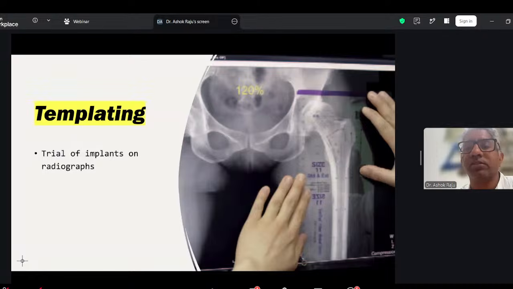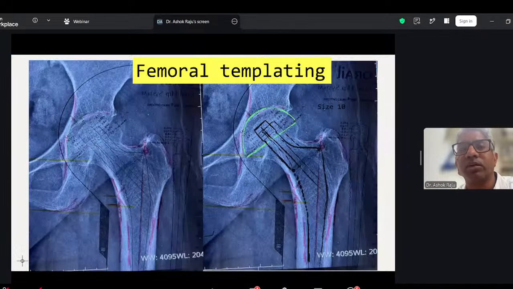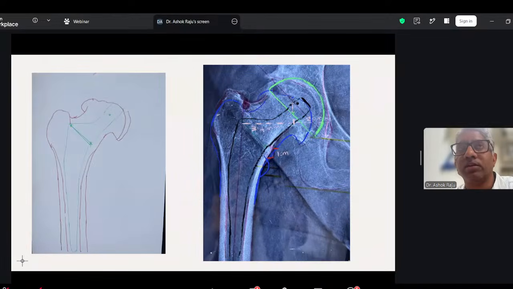I think everybody has talked about templating. This was the templating I learned from Dr. Suri sir when I was with him in 2011-10, I think. And these are some of the templates that were done at that time in terms of femur, acetabulum on the pathological side, as well as then finally getting back into the pathology and what stems. So you're restoring the length, offset, as well as the center of rotation by templating.